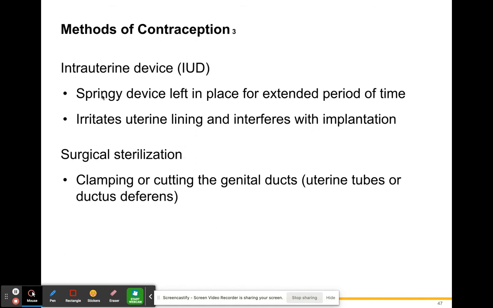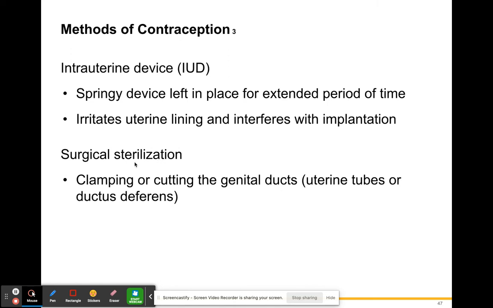An IUD, or intrauterine device, is a springy device left in place for an extended period of time. What it does is it irritates the lining of the uterus and interferes with implantation. There are lots of things that could go wrong with IUDs. They could cause infections, things like that.